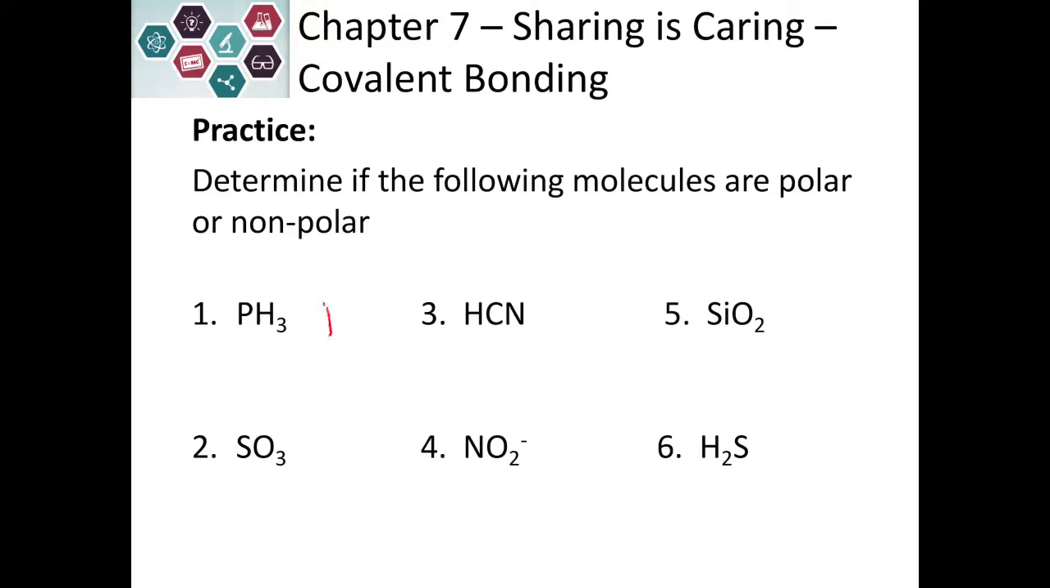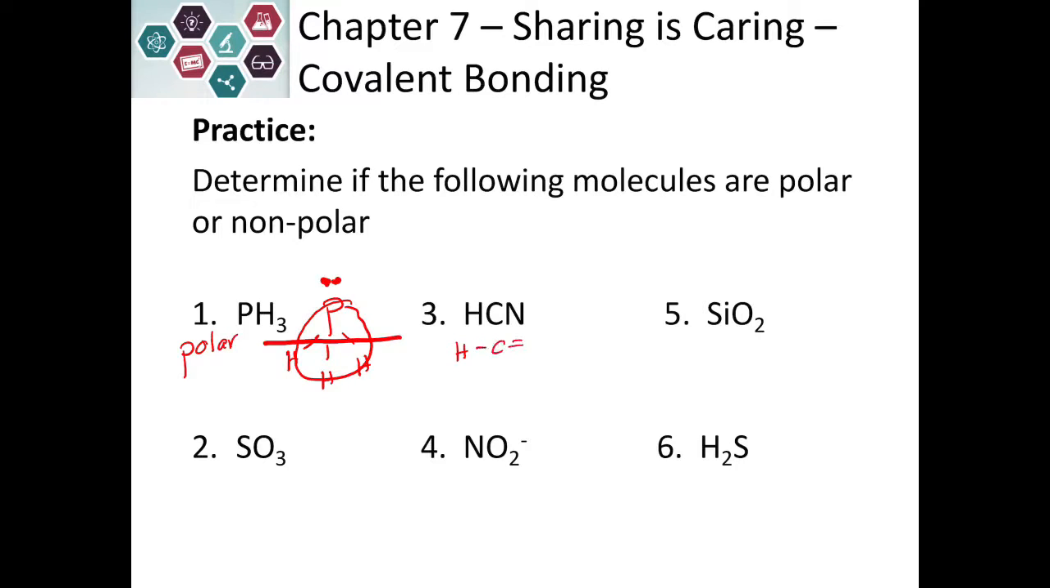So PH3 was trigonal pyramidal. We've already determined these shapes, so go back and double check those. But trigonal pyramidal looks like a pyramid. So that phosphorus is kind of up above the hydrogens. So that means on the surface, we have phosphorus on one side of the molecule, hydrogens on the other, so that's different ends. So this is going to be a polar molecule.